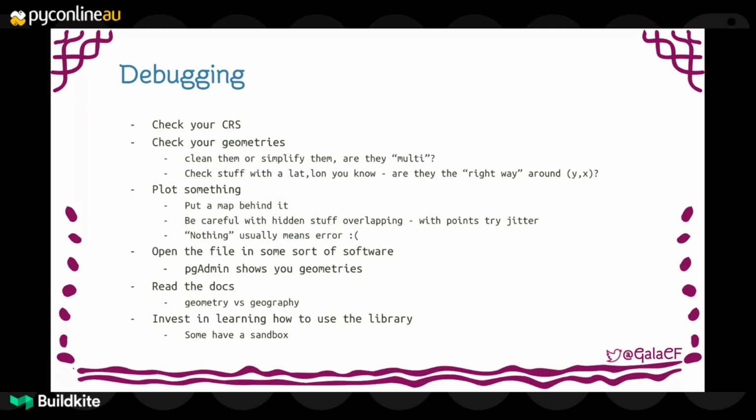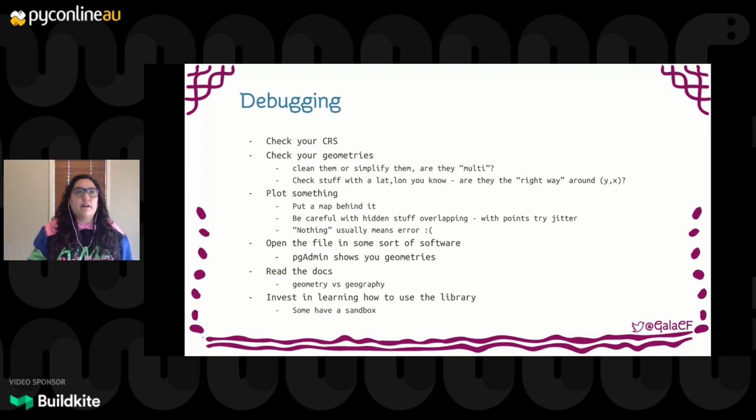Make sure you read the docs. Just literally a week ago, I had this frantic moment thinking about geometry versus geography. So make sure you understand what the different things mean. By the way, a geography means you're in the lat-long space, and a geometry can mean anything, including something that is flat. And invest in learning how to use the library. Lots of the libraries have sandboxes and stuff, so make sure you take some time to look in there.